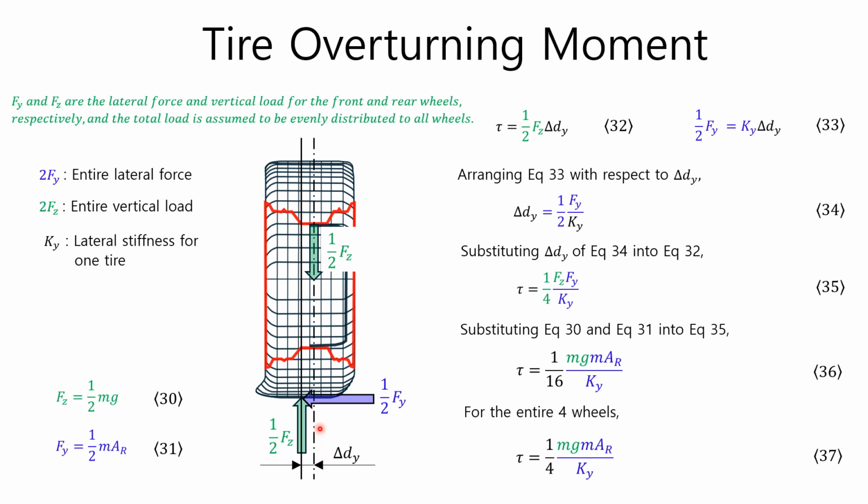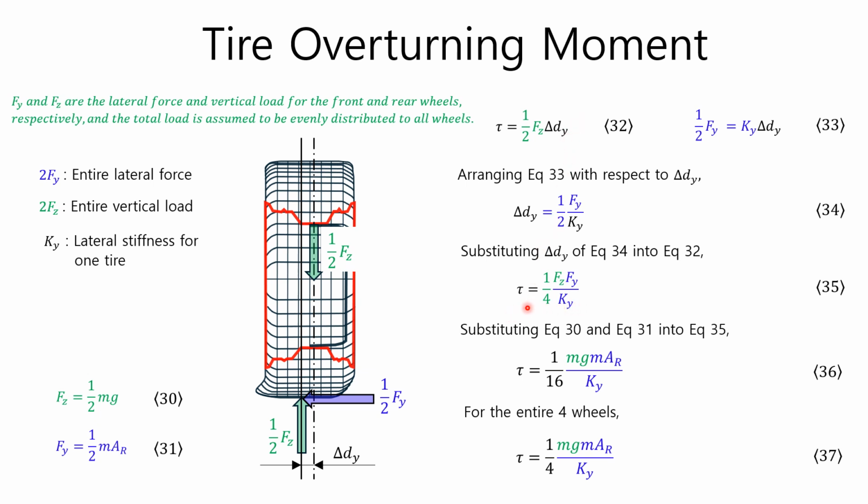Therefore, the overturning moment for one wheel can be expressed by using the vertical force couple Fz, as in equation 32. Meanwhile, the lateral load for one tire can be expressed by using the lateral stiffness Ky, as in equation 33. If arranging equation 33 with respect to delta dy, equation 34 can be obtained. By substituting delta dy of equation 34 into equation 32, equation 35 can be obtained.